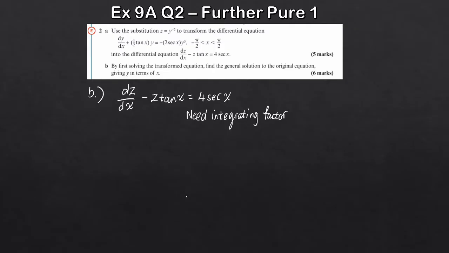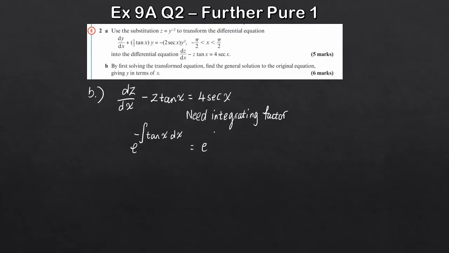So how do I get my integrating factor? Well, that's just simply going to be this expression here. So remember, it's e to the power of the integral here, of minus this expression here. So it's not the z, it's the minus tan x. So I can take the minus out to the front using linearity. So we get the integral of minus tan x dx. Well, this is just a standard integral here.